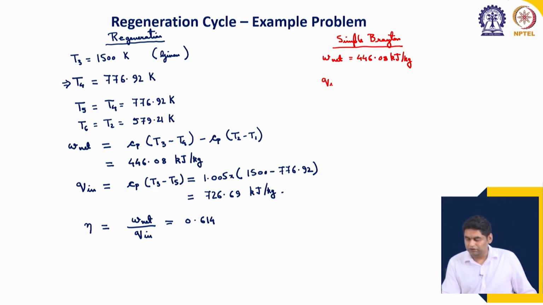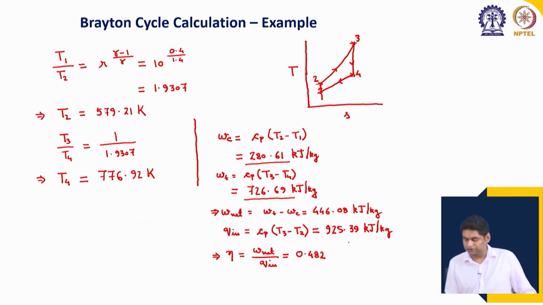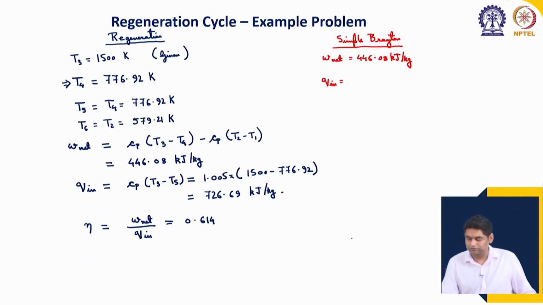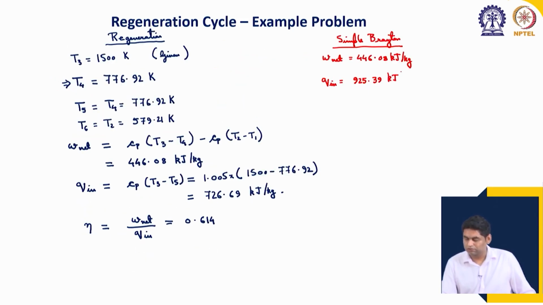What was the Q in, the heat input? It would be different. Okay. So, heat input was 925.39 kilojoule per kg. This is considerably larger than the value for the regeneration cycle.